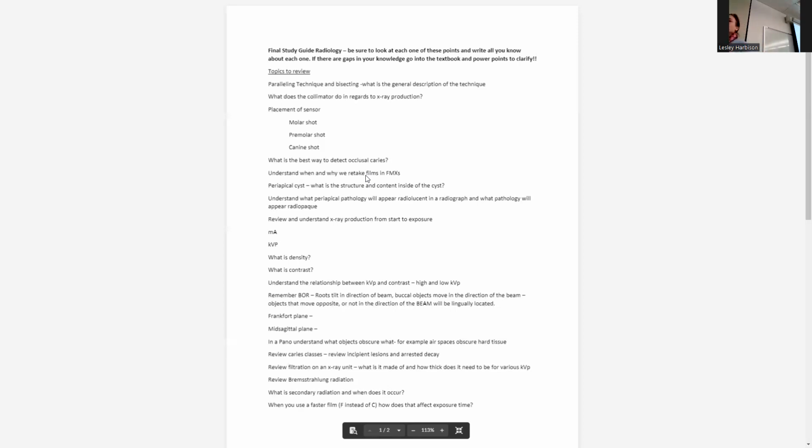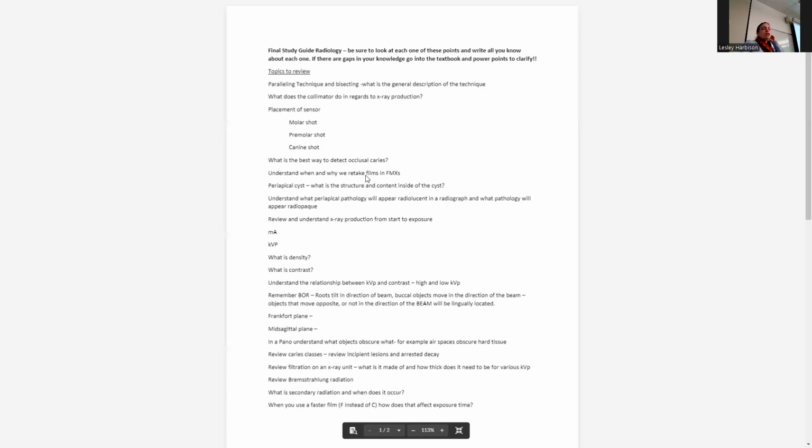Understand when and why we retake films in an FMX. So that's just saying you don't want to take unnecessary ones, and at this point, especially after your live patient, this should come pretty naturally. You just don't want to retake unnecessarily. So we hunt for that contact open somewhere. Because if you don't have to take it again, you don't want to torture your patient, and you don't want to give them radiation if you don't have to. So you hunt for every open contact somewhere and every apice somewhere.